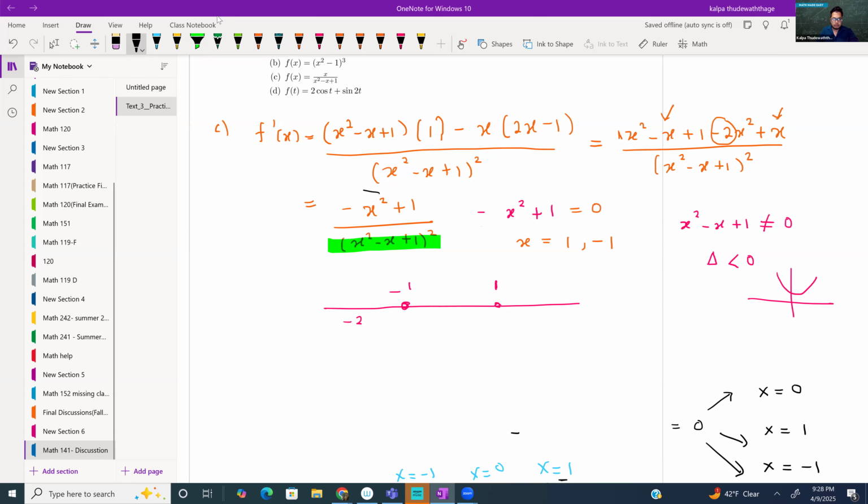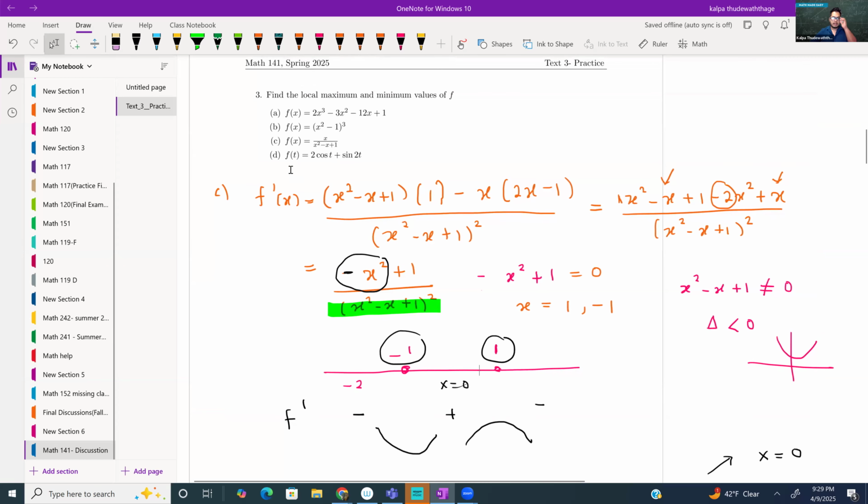If I plug -2 into this, it's always negative because of the negative. So it's like -4 plus 1, it's negative. If I plug in 0 here, it's positive. If I plug in 3, again negative. So decreasing then increasing, so -1 is a minimum. Increasing then decreasing, at x equal 1, the function has a local maximum. Okay, right. So good. Right, last one, the trig function.